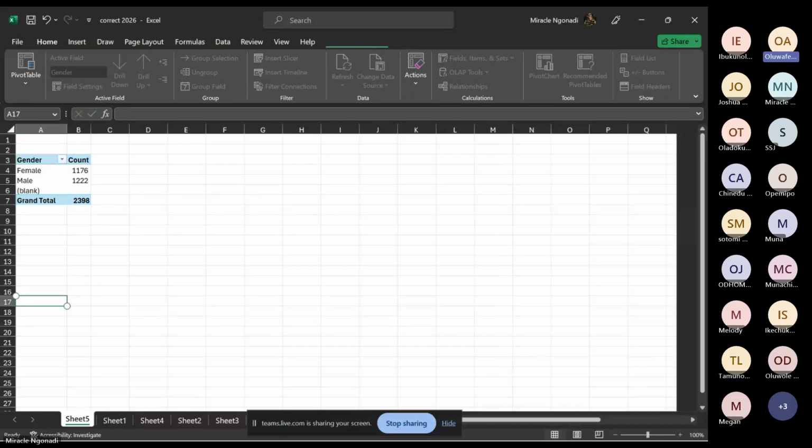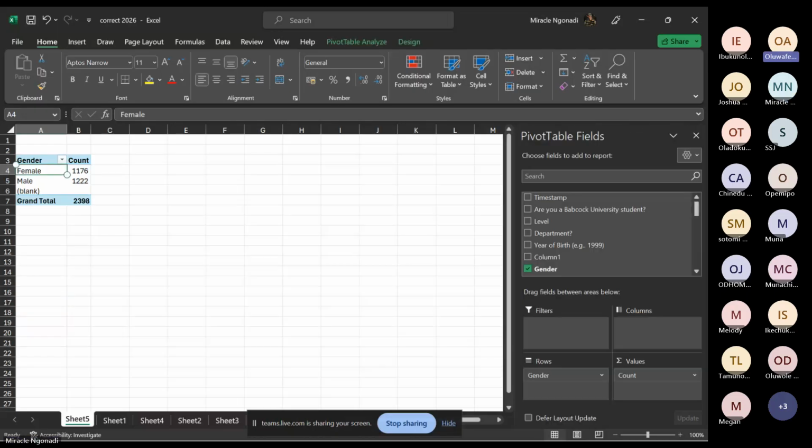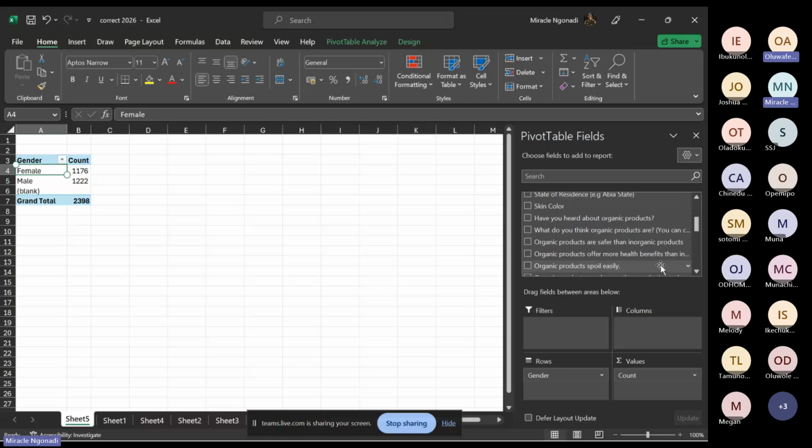At your pivot table fields, the right hand side. No, click inside your pivot table. Don't be scared, it will come back. Just click anywhere in that gender thing. Good. You can see, drag the question that says organic products.